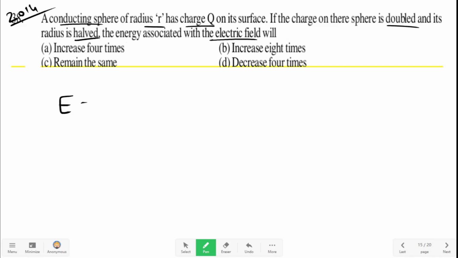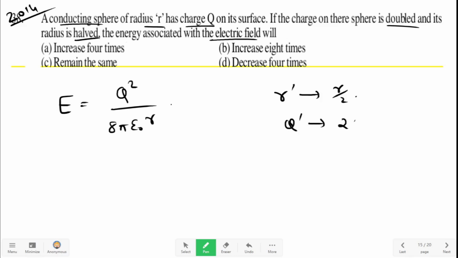Energy associated with the electric field for a conducting sphere of radius r and charge Q is Q squared divided by 8 pi epsilon naught r. Now it is said that the new radius is half and the new charge Q prime is 2Q. Charge is doubled and radius is halved.